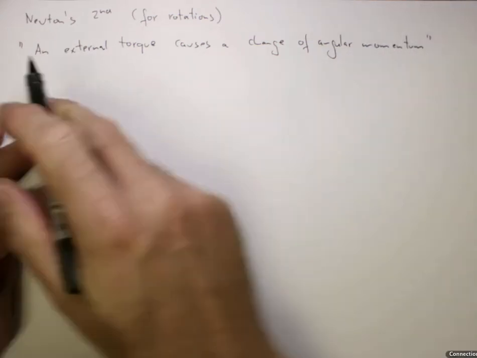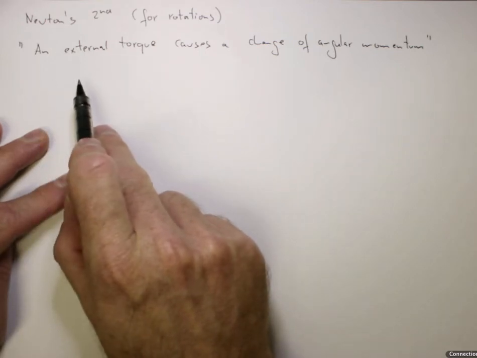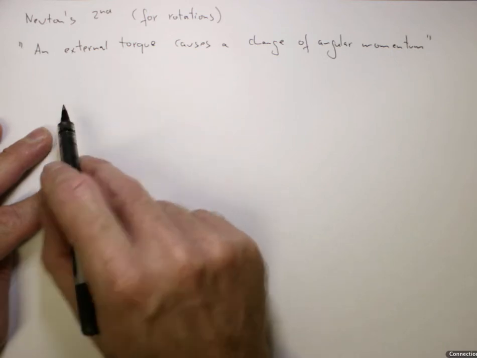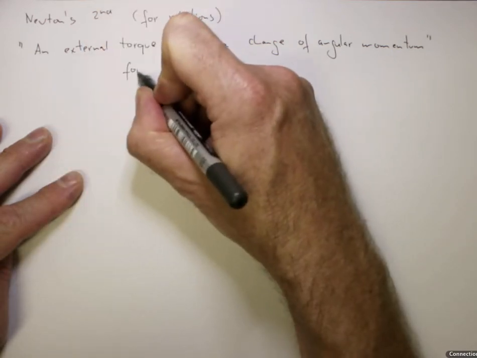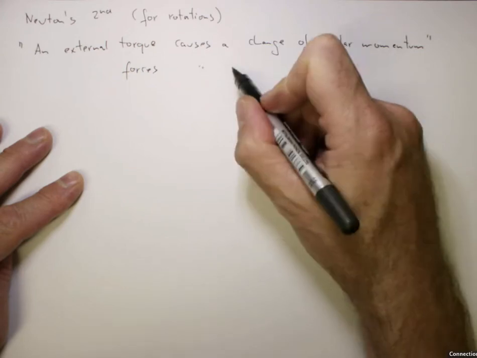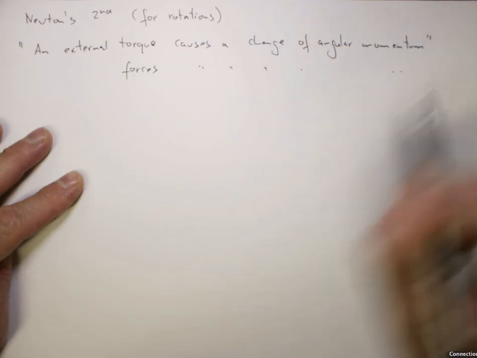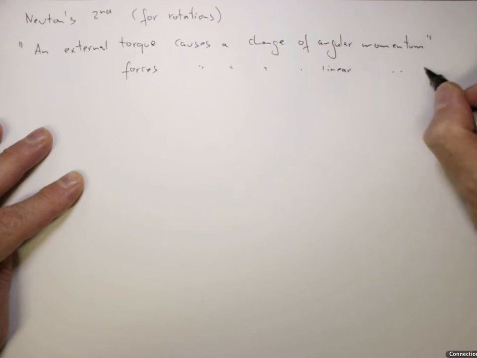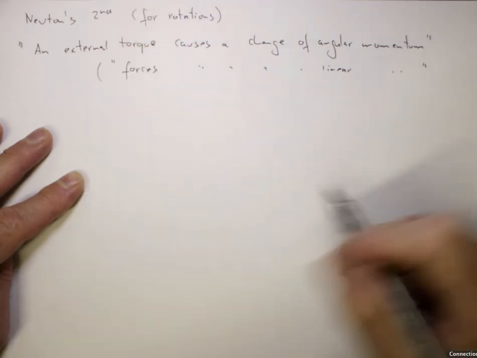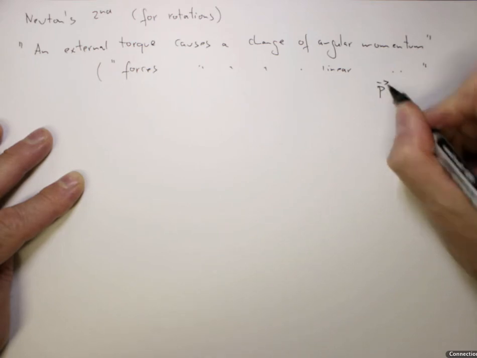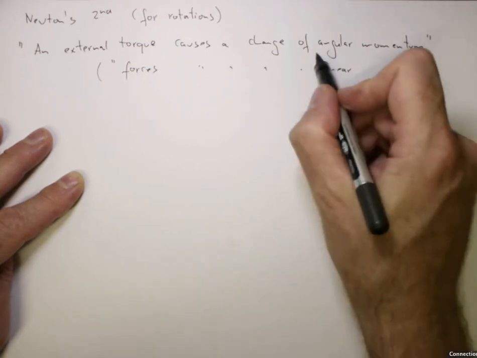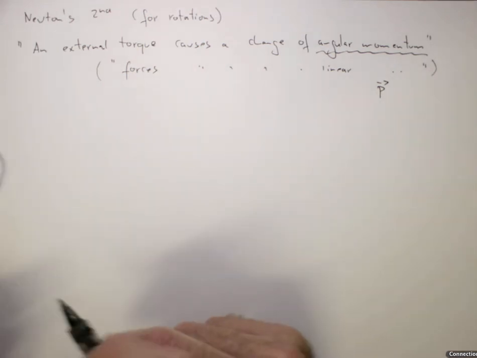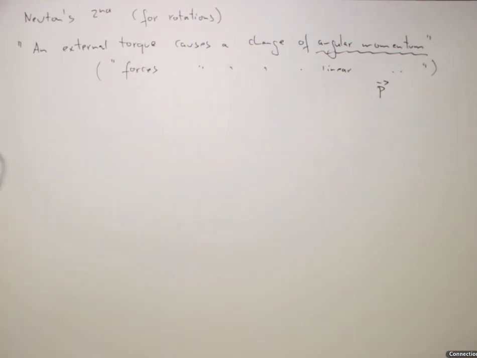This is similar to the second law in the case of linear motion, where we talk about an external force causes a change of momentum, linear momentum. We understand what we mean by linear momentum, that's the p vector, but what is angular momentum? What do we mean by that? Let's try to understand that.